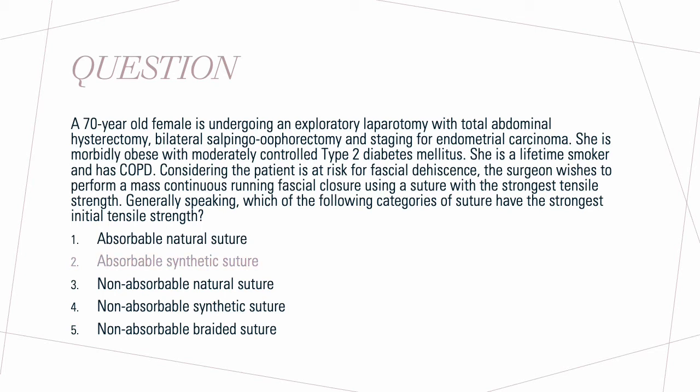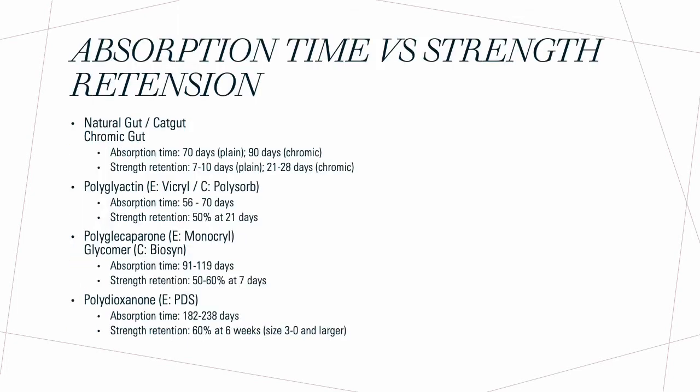The answer is absorbable synthetic suture. And contrary to common belief, the suture with the strongest initial tensile strength is actually absorbable synthetic suture. And this is going to be in comparison to, we're going to talk next about absorption time versus strength retention.